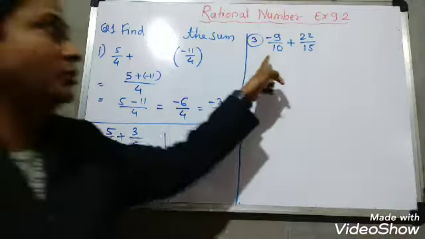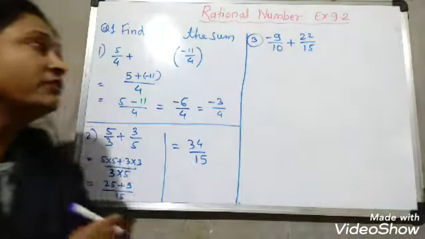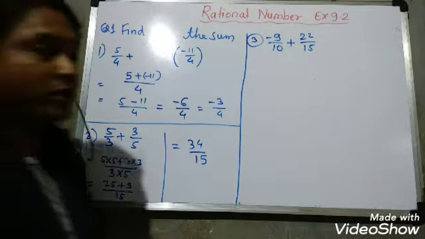Now see, by LCM, we are finding the LCM of the bases. Whatever the denominators are, we have to find their LCM. So the LCM of 10 and 15 is what? 30. How have I found it?